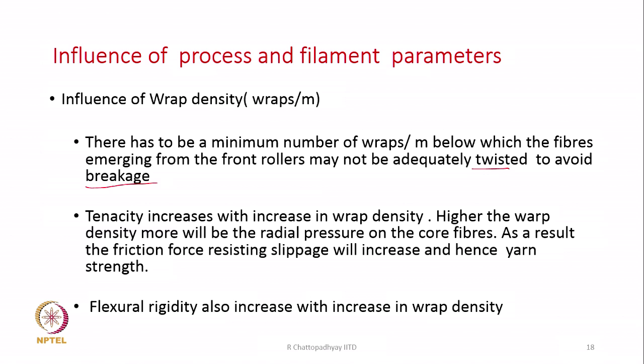Then the tenacity will increase with the increase in wrap density. More wrapping means stronger yarn. Higher the wrap density, more will be the radial pressure on the core fibers. As a result, the frictional force resisting slippage is also going to increase, and hence yarn strength. So, more wraps mean more pressure, more resistance to frictional slippage, and therefore, more strength.